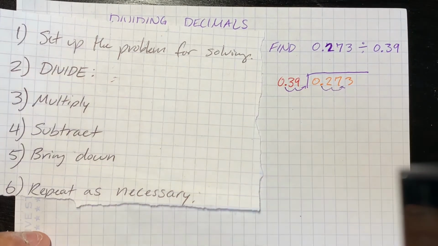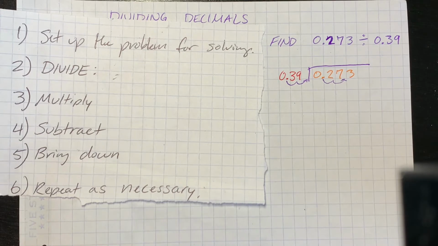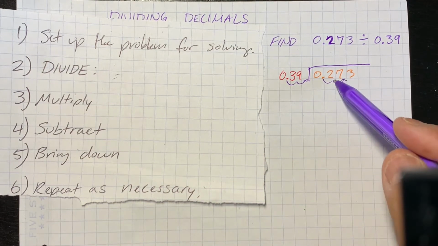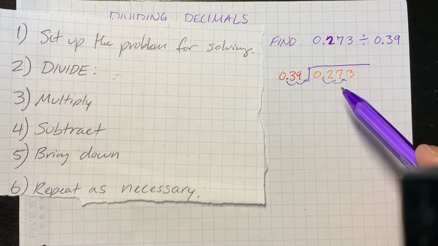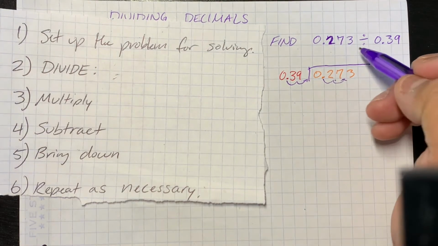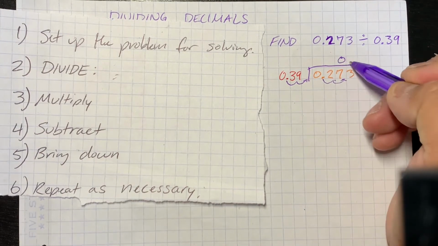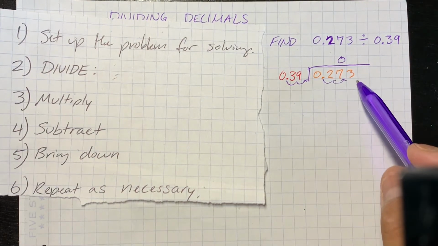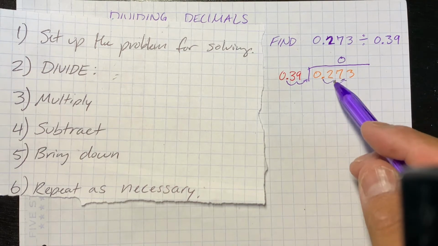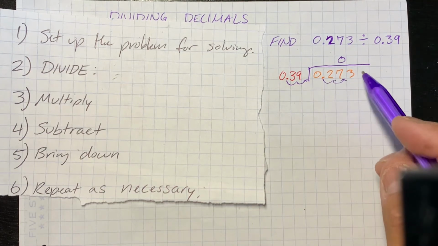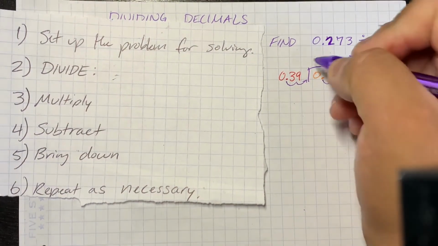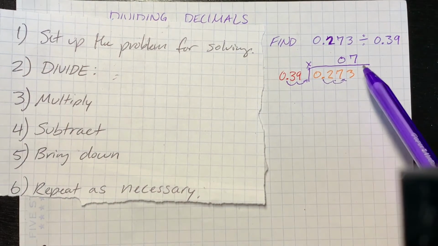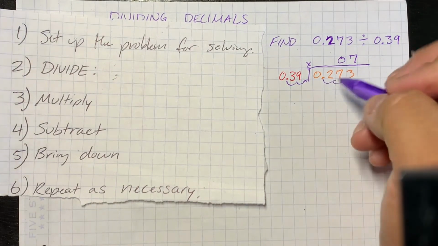All right. Now we have to think here. So how many times can 39 fit into 27? Well, 39 can't fit into 27. So we're just going to put 0. Now, how many times can 39 fit into 273? Well, let's just figure this out. So yeah, 39 can go into 273 about 7 times. And 39 times 7 is actually 273.